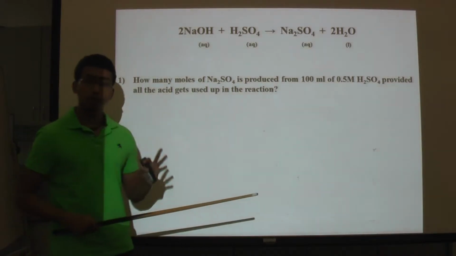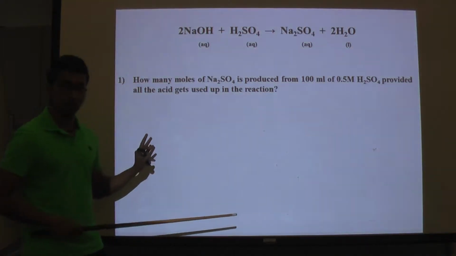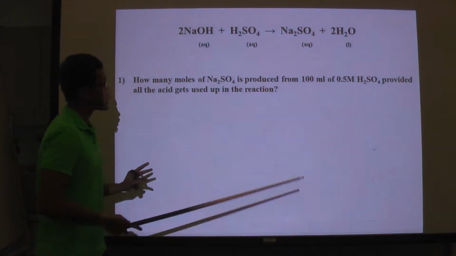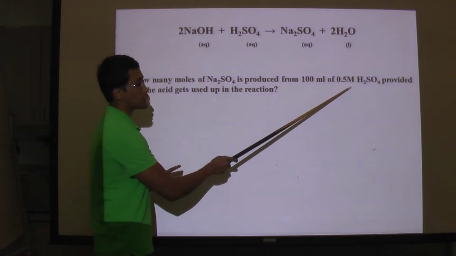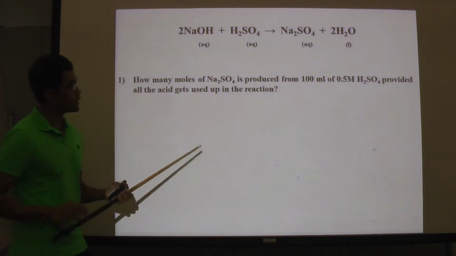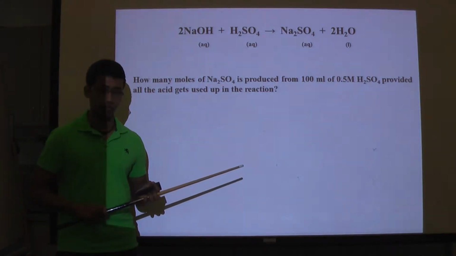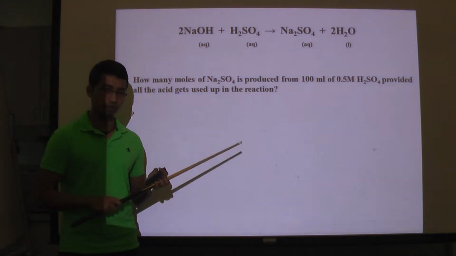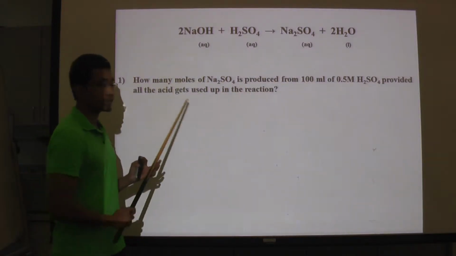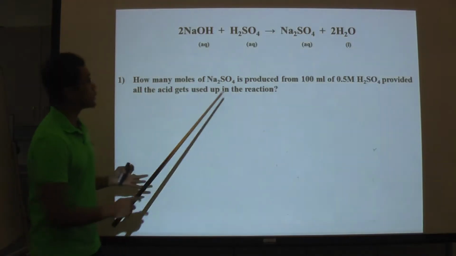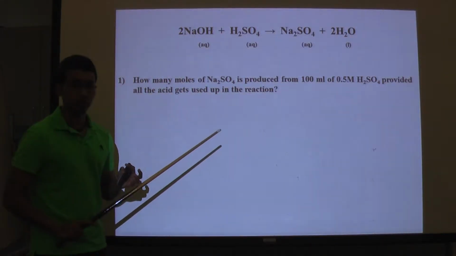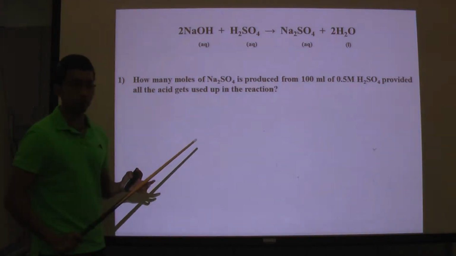The first thing to do is to gather as much information as possible from the question itself. The question gives us 100 milliliters of 0.5 molar sulfuric acid. So just by looking at it, we can find out the number of moles of sulfuric acid from this question. Once we find out the number of moles of sulfuric acid, we can use the stoichiometric equation to find out the number of moles of sodium sulfate.